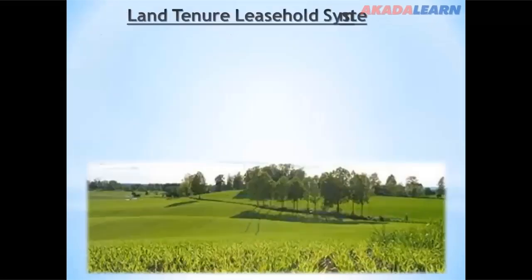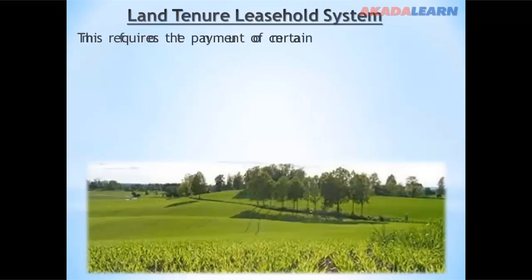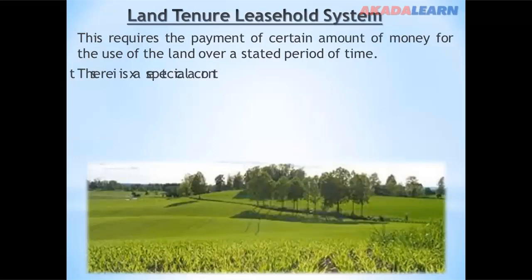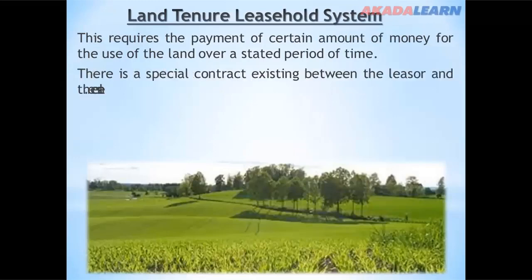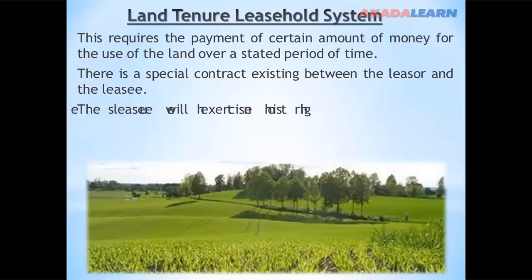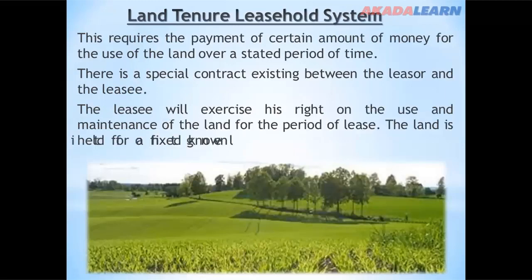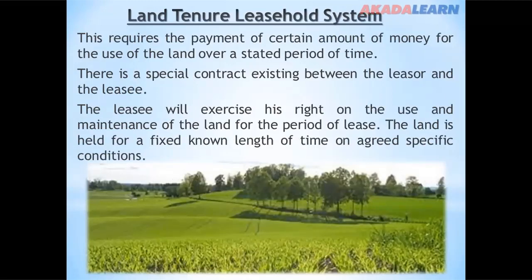Land tenure by lease system. This requires the payment of a certain amount of money for the use of the land over a stated period of time. There is a special contract existing between the lessor and the lessee. The lessee will exercise his right on the use and maintenance of the land for the period of lease. The land is held for a fixed known length of time on agreed specific conditions.